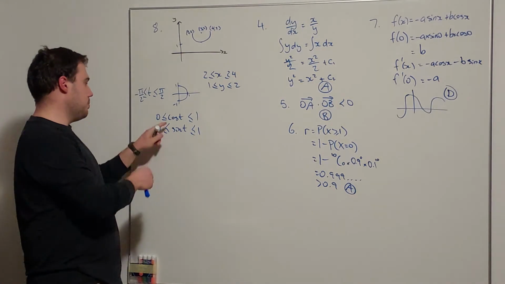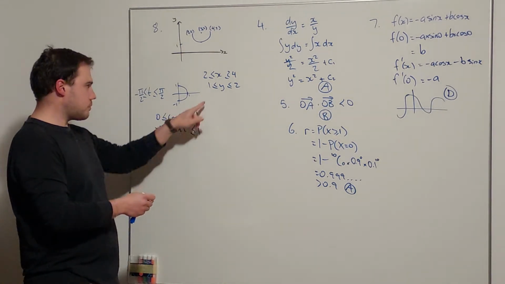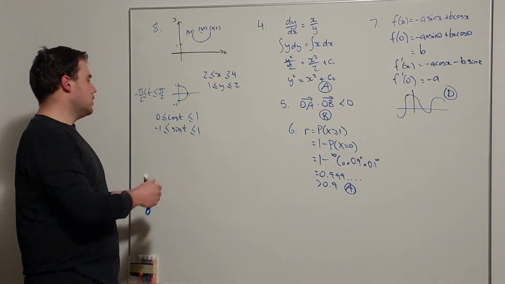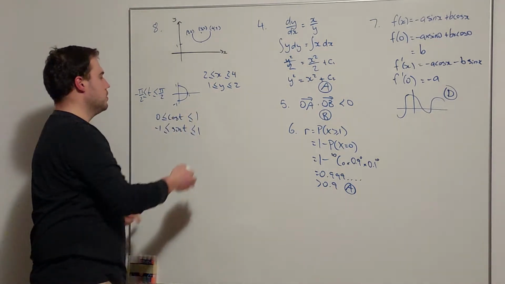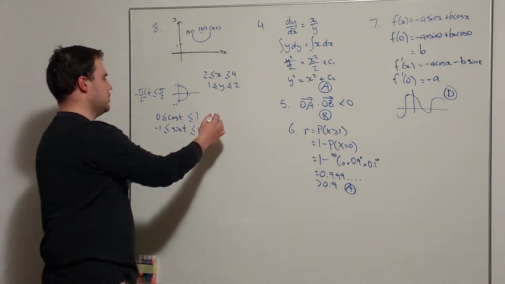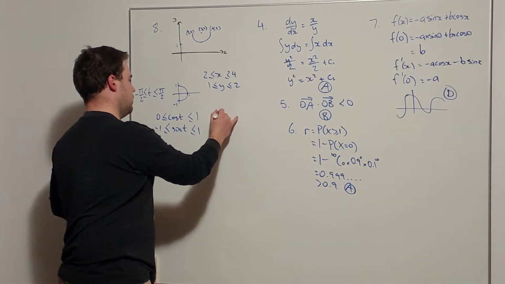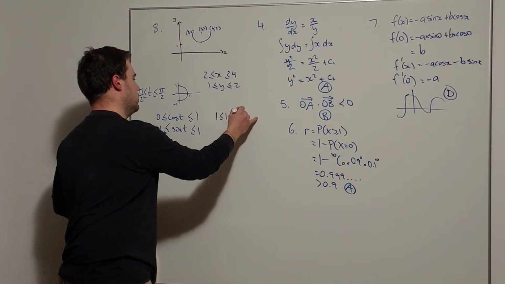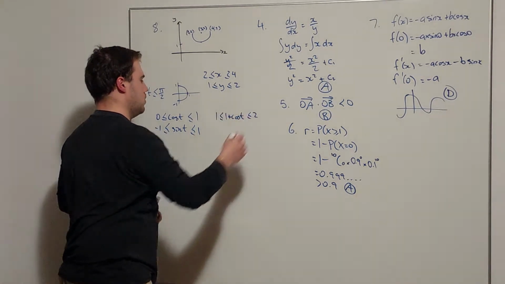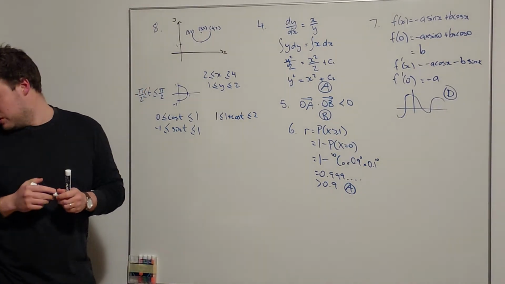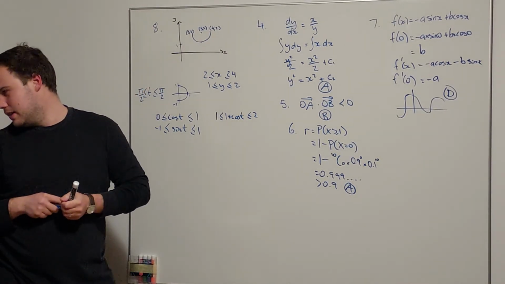So we might want to try and manipulate this inequality to get it like this. So how can we go from 0 to 1 to 1 to 2? Well, we could add 1 to everything, which would give us 1 plus cos t, 2. Unfortunately, there is no options with 1 in them.